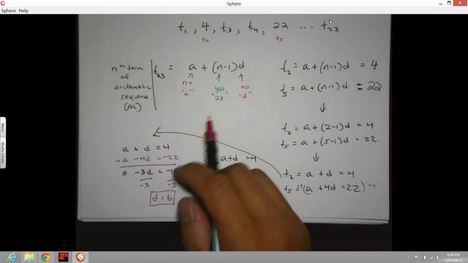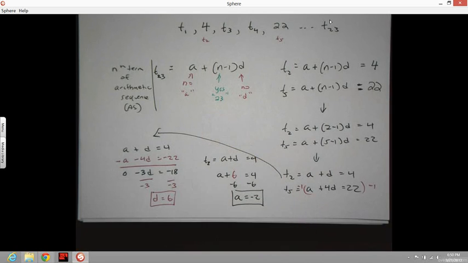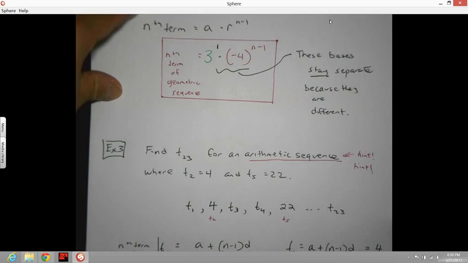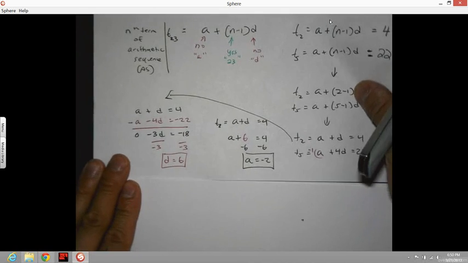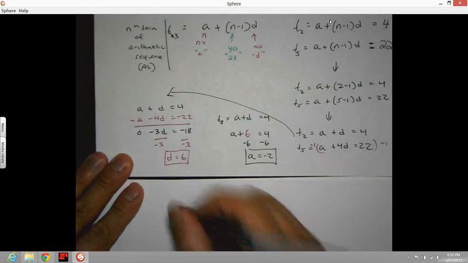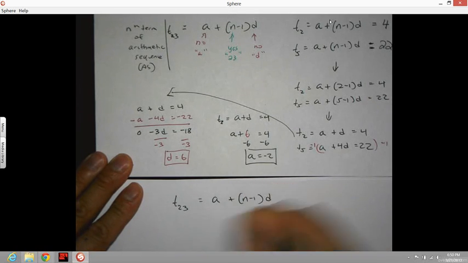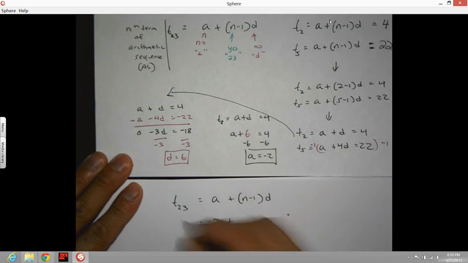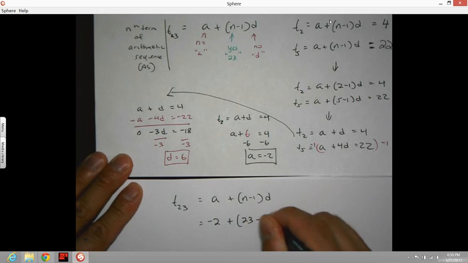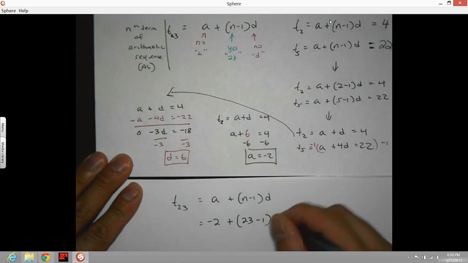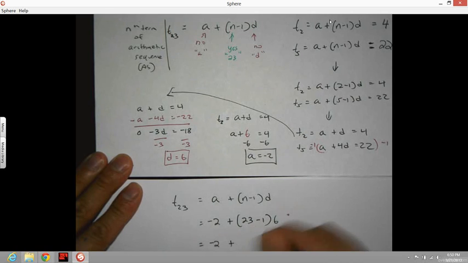Can I plug them into here now? I totally can, and I will. Let me just move on to another piece of paper here so you can see it. What's going to happen is the following. I'm going to do the following here, okay? Let's do it like so. I know that t to the 23 equals a plus n minus 1d. I know that my a, we solved it right here, was -2. I know my n for t23 is 23. I'm going to subtract the 1. And d is 6.